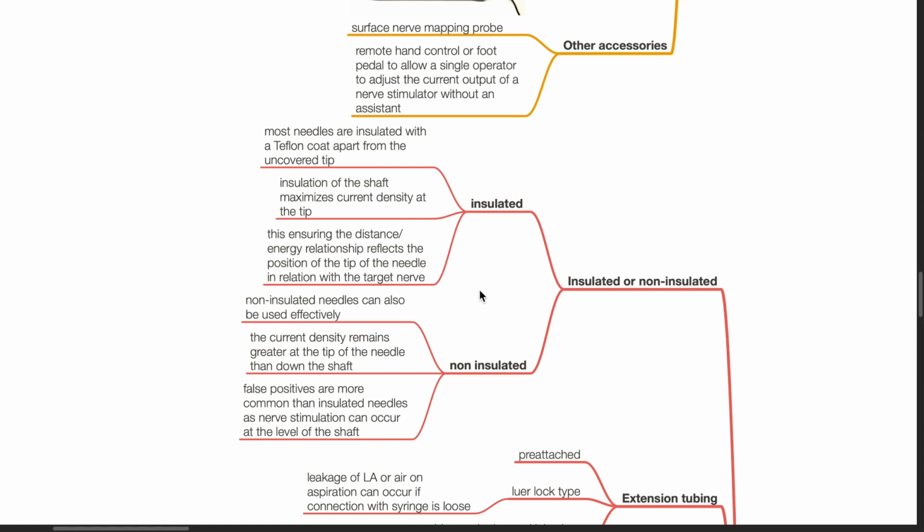Non-insulated needles can also be used effectively. The current density remains greater at the tip of the needle than down the shaft. However, false positives are more common than with insulated needles as nerve stimulation can occur at the level of the shaft.